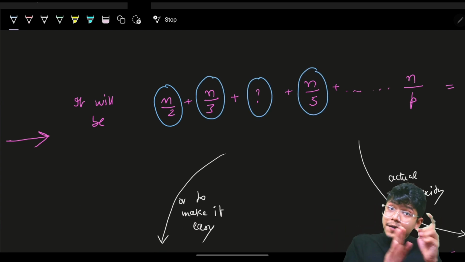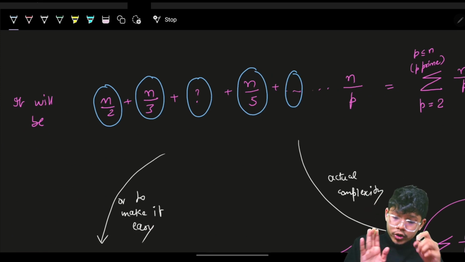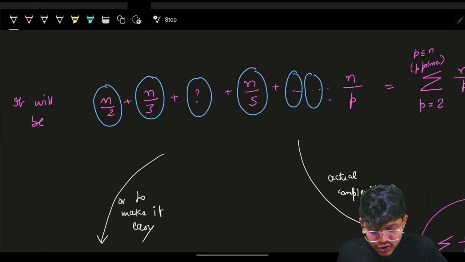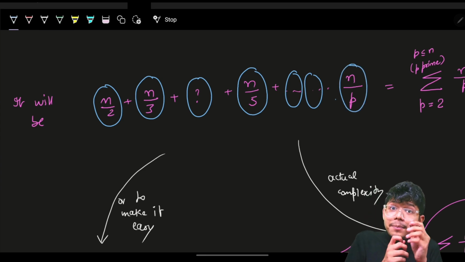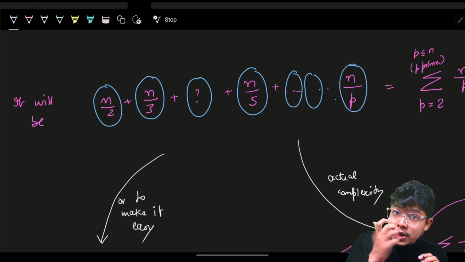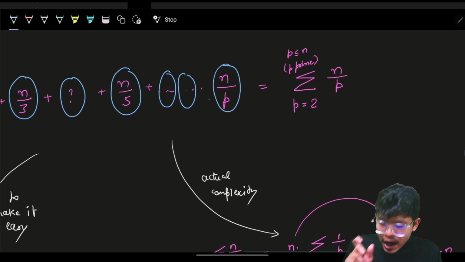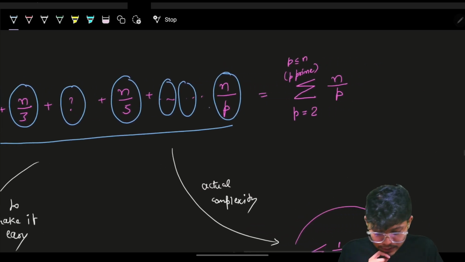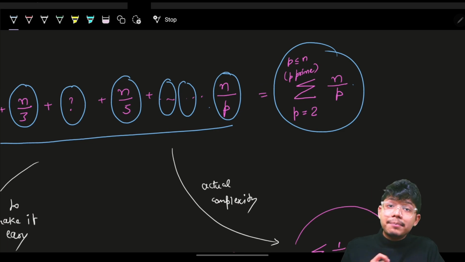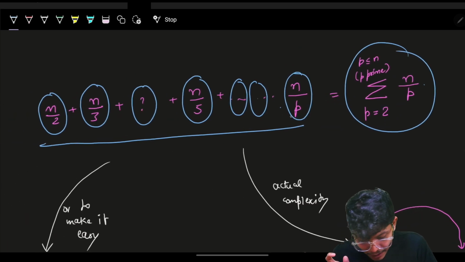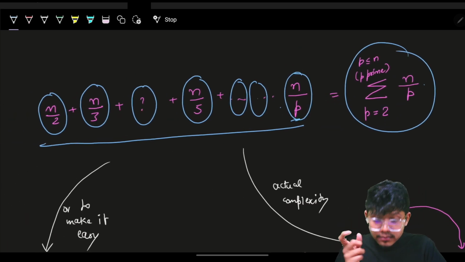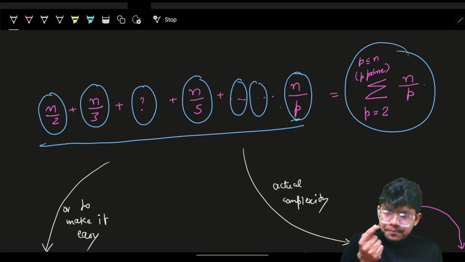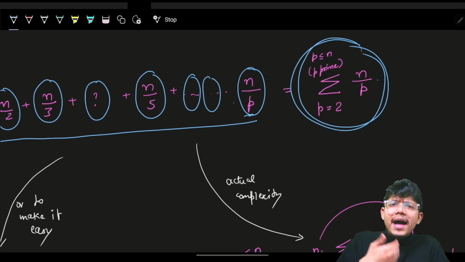I equal to 5, n by 5 jumps. I equal to 6, I'll not go. I equal to 7, n by 7 jumps, and so on and so forth up till n by p, where p is another prime number. So ultimately what you have to find is the summation of this, where p is your prime number. So I have to find n by p, where p is a prime number less than or equal to my n, which is 2, 3, 5 up till less than or equal to n. I have to find this summation.